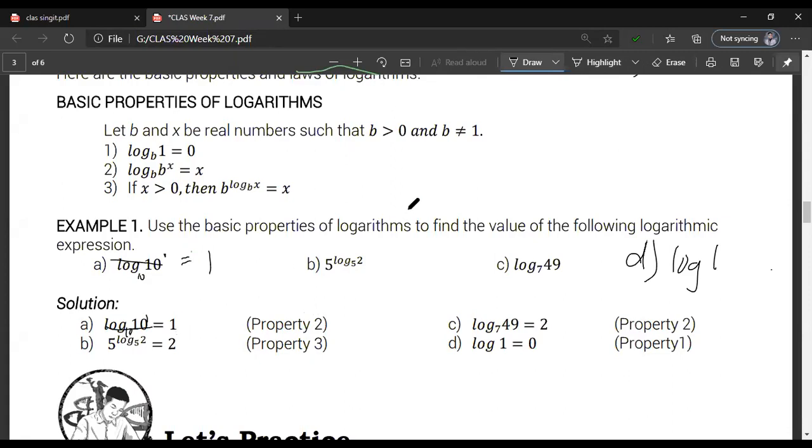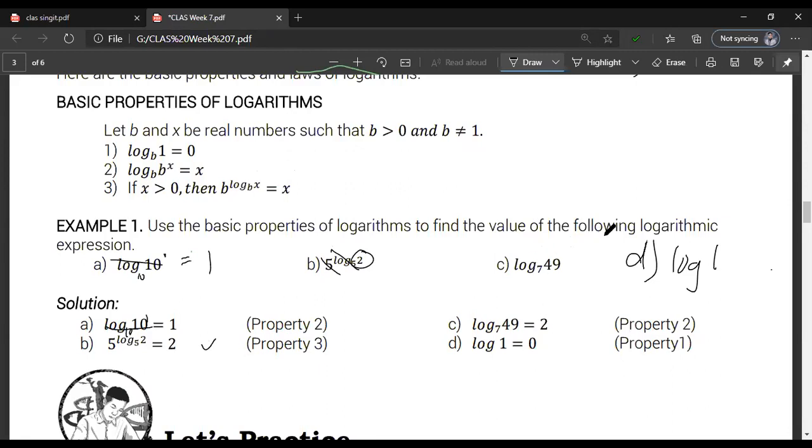How about letter B? 5 raised to logarithm of 2 with a base 5. Since ang base natin dito sa logarithm sa taas ay 5 and 5 din ang base, cancel po yon. So ang maiiwan na lang ay 2. Kaya 2 dito. By the virtue of property number 3.